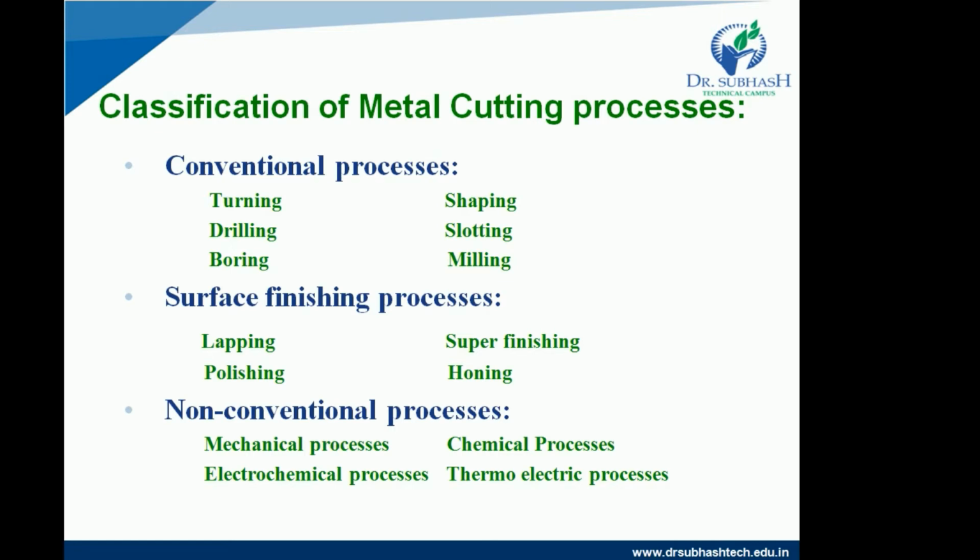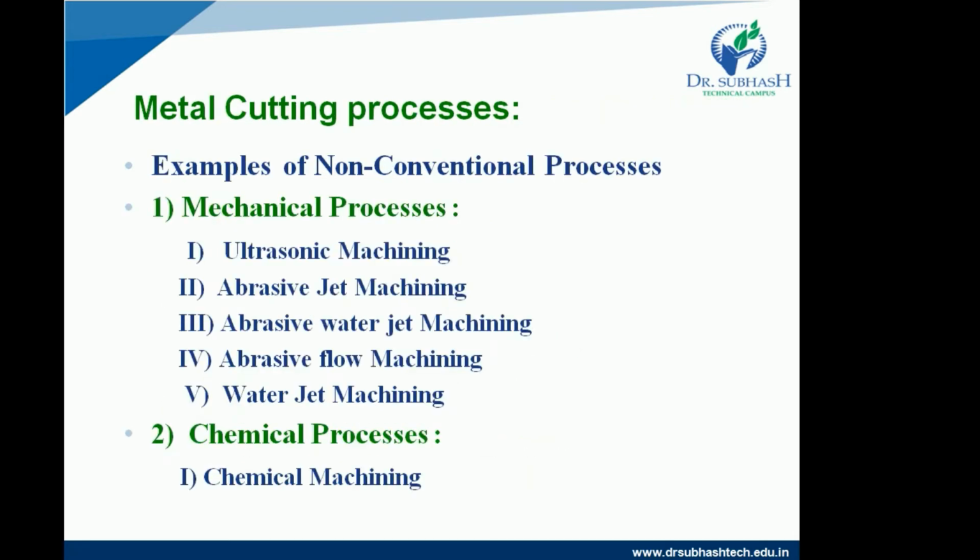Now in this subject, we will discuss the different non-conventional processes. These can be further classified into 4 categories: mechanical processes, chemical processes, electrochemical processes, and thermoelectric processes. Which non-conventional processes can we include in the mechanical processes? Ultrasonic machining, abrasive jet machining, water jet machining, abrasive flow machining, abrasive water jet machining, etc. These are mechanical processes because they touch the material they want to cut, directly or indirectly.